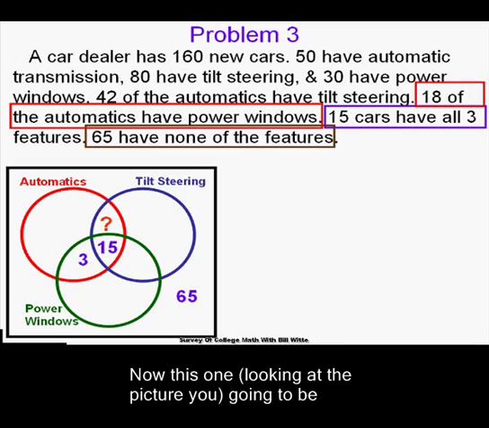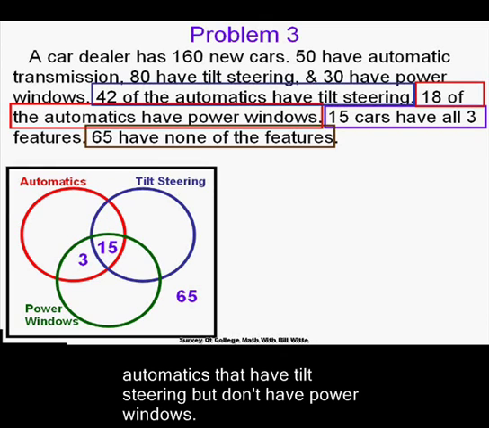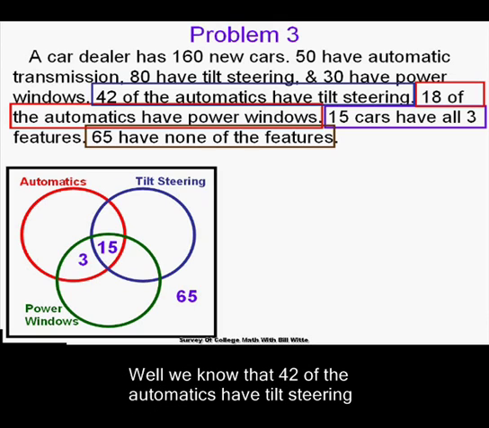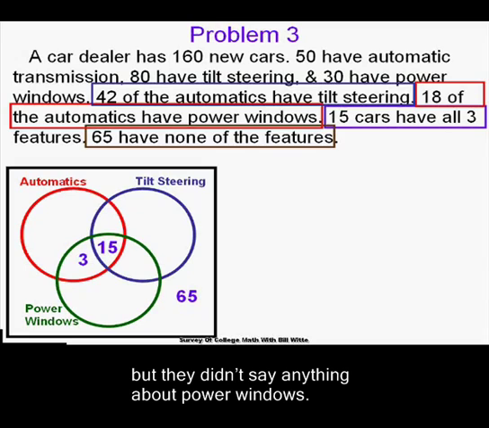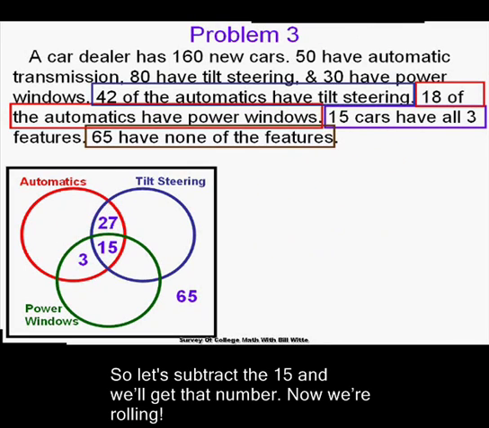Now this one, looking at the picture, is going to be automatics that have tilt steering, but don't have power windows. Well, we know 42 of the automatics have tilt steering, but they didn't say anything about power windows. So let's subtract the 15, and we'll get that number. Now we're rocking.